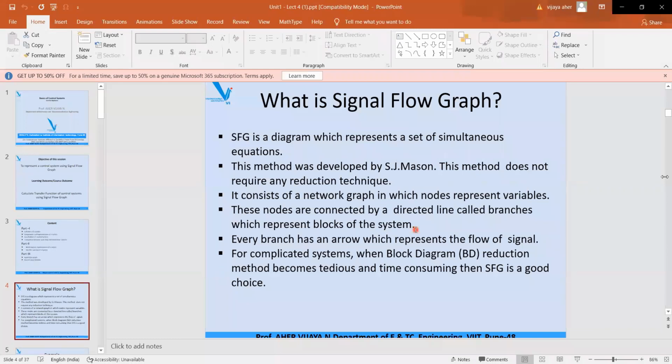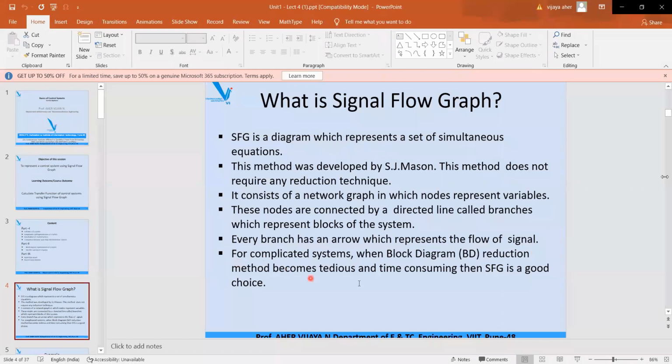Now how to represent that, I will also tell you. Okay, so every branch has an arrow. On every line there will be an arrow, forward or backward. That will represent the flow of signal. How does your signal flow? Is it left to right or right to left? That is, is it flowing from input to output or from output to input? That will be represented by the flow of signal. So every branch has an arrow. That arrow represents the flow of signal from input to output or output to input.